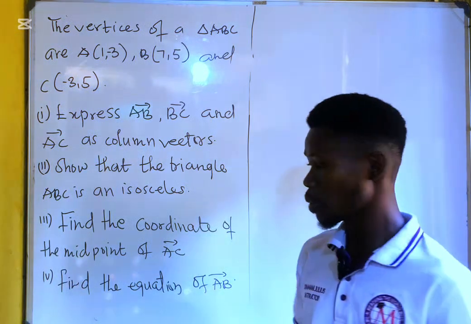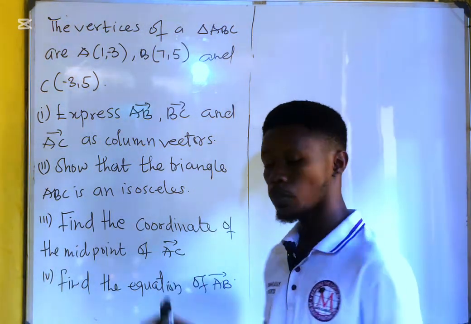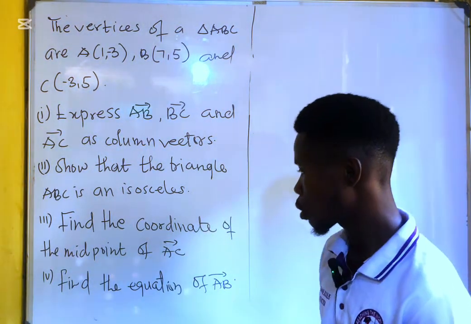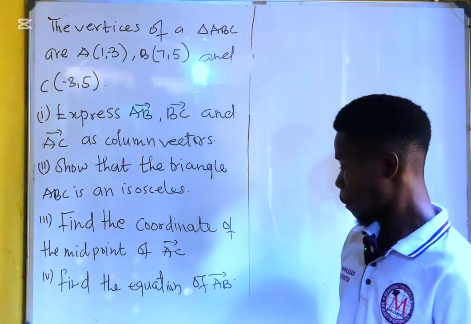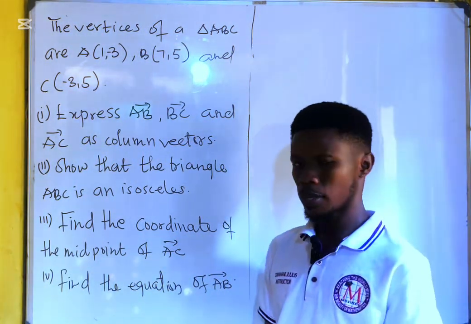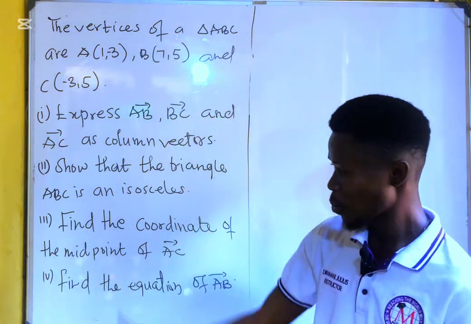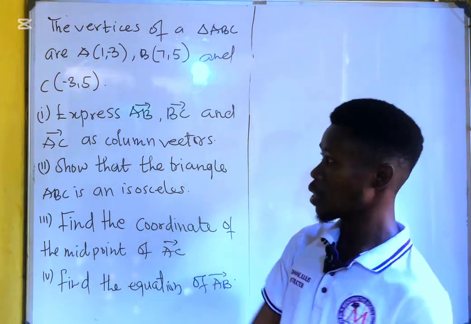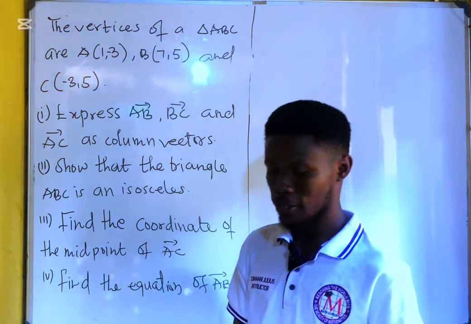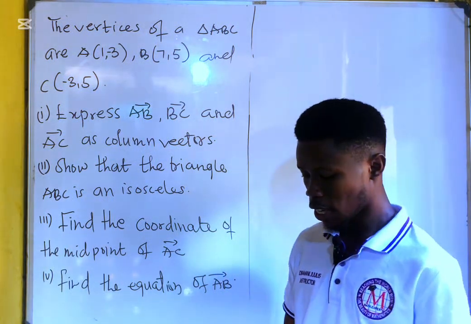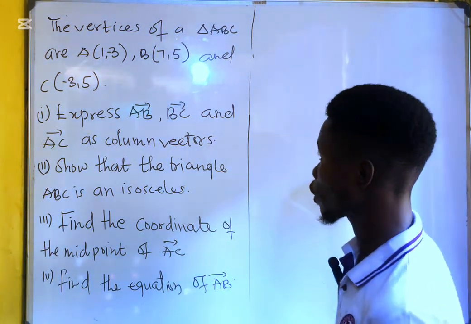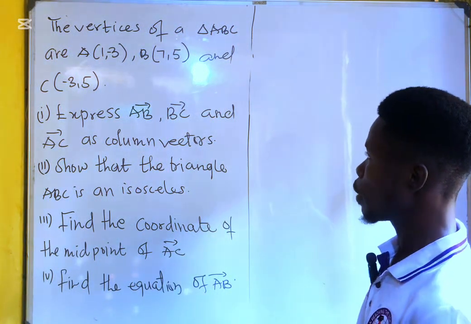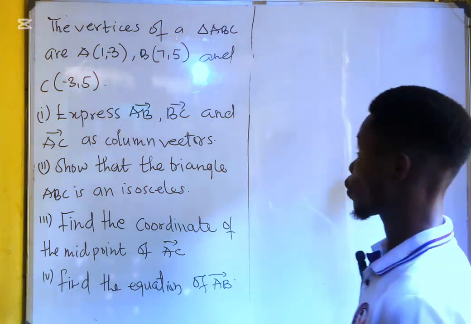Then you also have part I. Find the coordinate of the midpoint of AC. So you're going to find the midpoint of AC. Then also the last one, you find the equation of AB, vector AB. That's what you're going to do. So you're going to run through that. This one actually covers all what you have done so far. Okay, so let's start with the first one. We have to express AB, BC, and AC as a column vector.